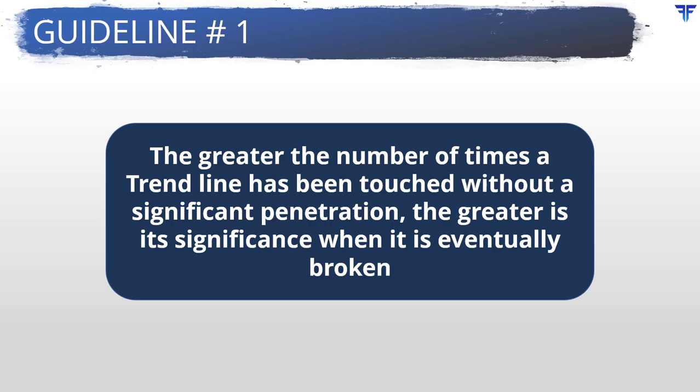The greater the number of times a trend line has been touched without being significantly penetrated, the greater is the significance of that trend line when it is eventually broken. What this essentially means is a trend line that is touched 5 or 6 times is more important than a trend line that is touched just 3 or 4 times.